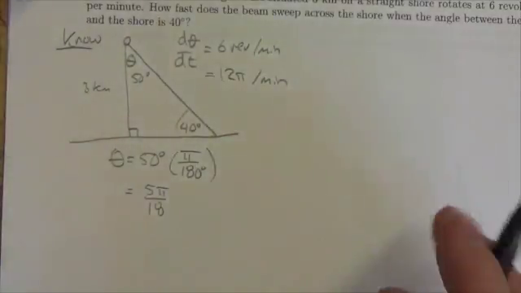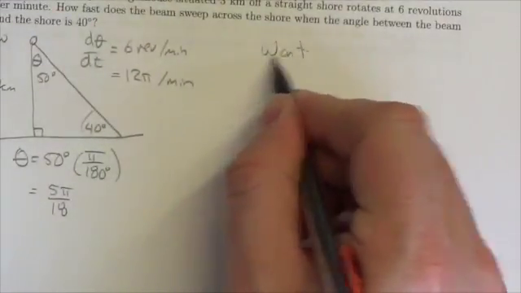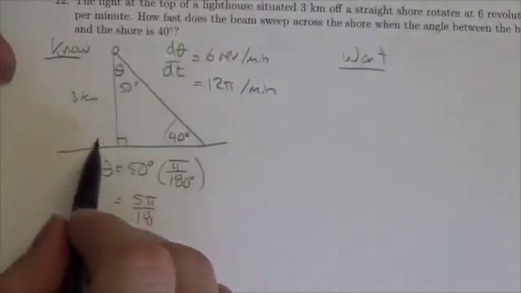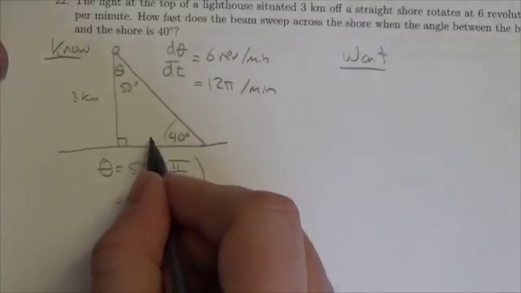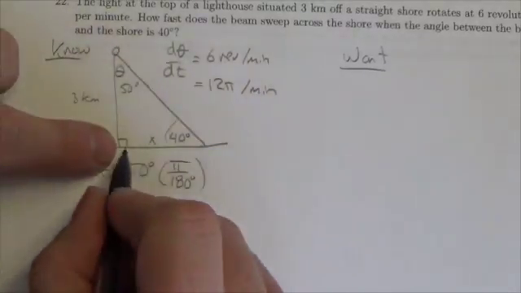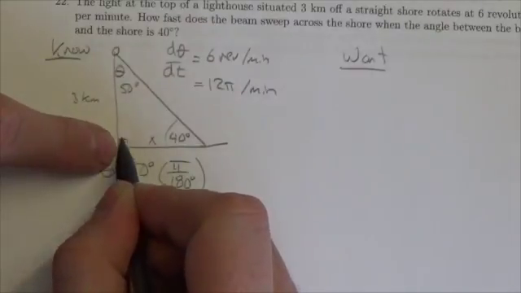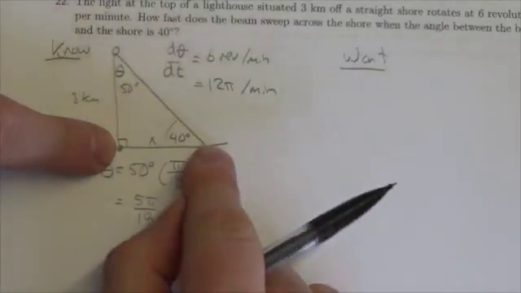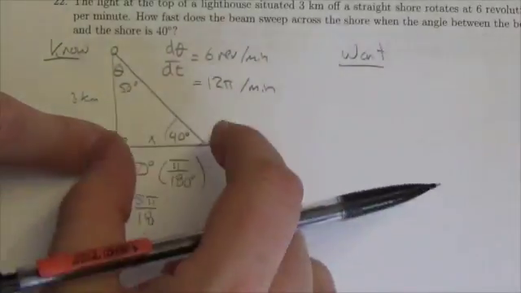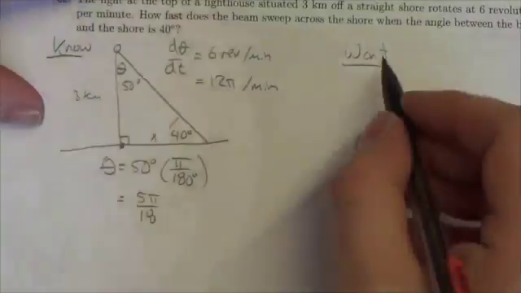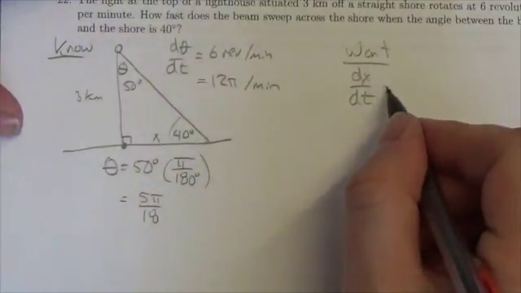Now, let's go through and let's identify what I want here. I want to know how fast the beam is sweeping across the shore here. So let's throw a variable here. Let's call this x, that distance right here. I want to know how fast that's moving. So this point here will be considered stationary. That's not moving. That's straight across from the lighthouse. So the rate at which that beam is moving here is going to be how fast that x is changing. So what I want here is dx by dt. That's the thing that I don't know.